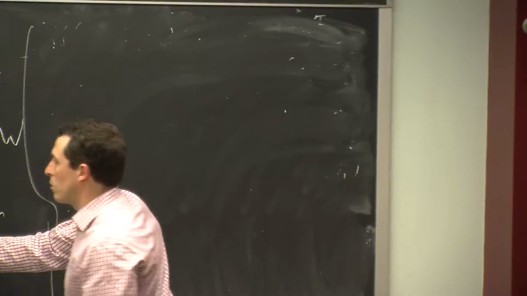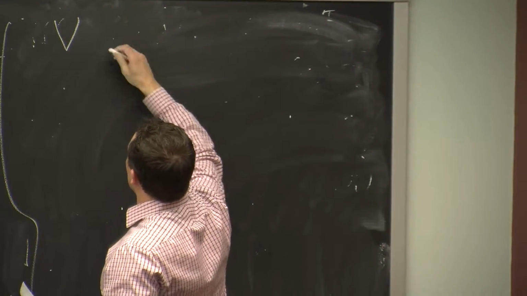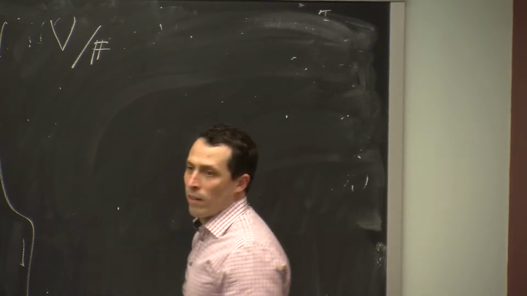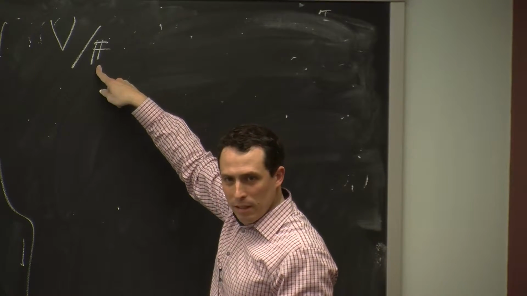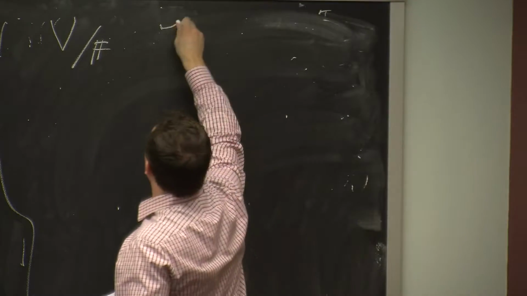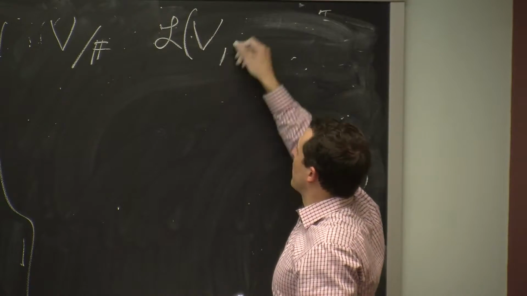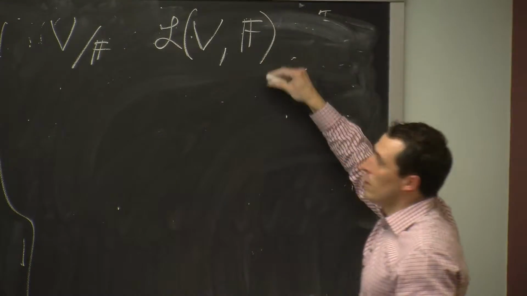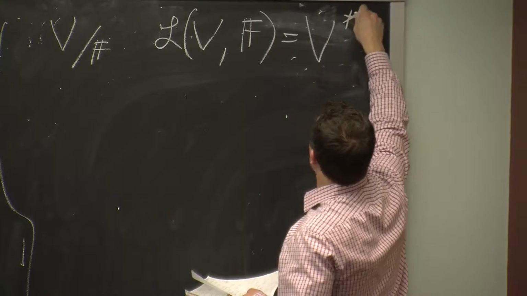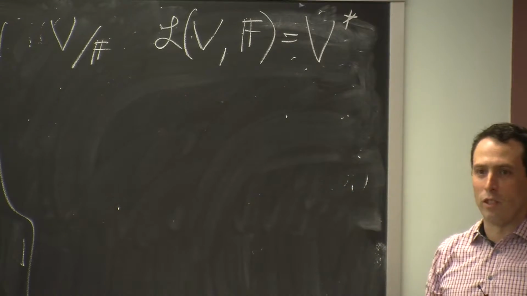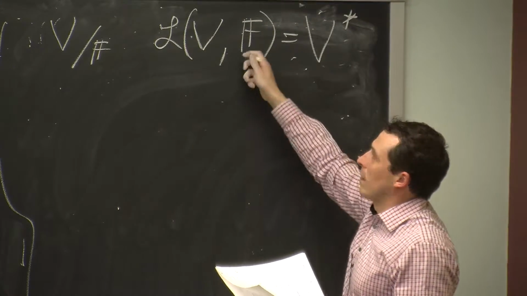So I want to mention one notation, which is that if I have a vector space V over a field F, this field is also a vector space, a one-dimensional vector space over itself. And so I can construct the space of linear transformations from the vector space V to its field. This space has a special name, V star, or V dual. You could think of this as linear functions from the vector space down to the field.